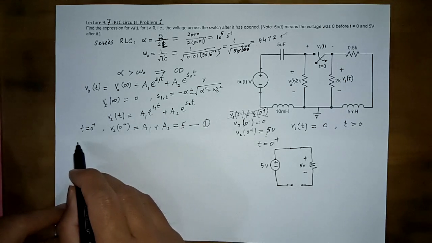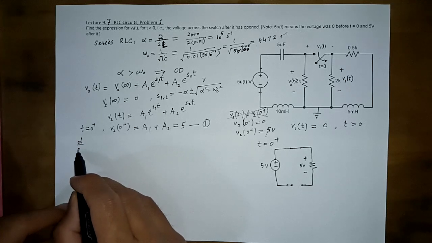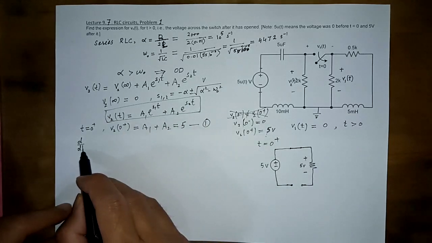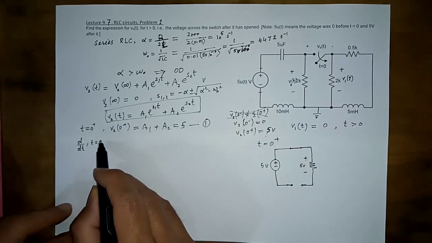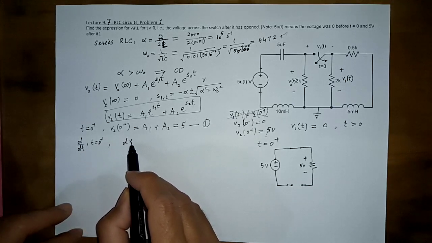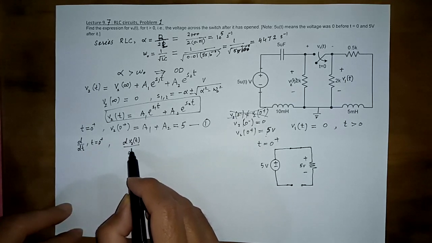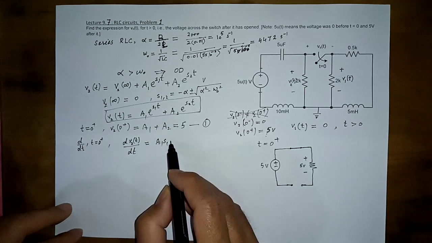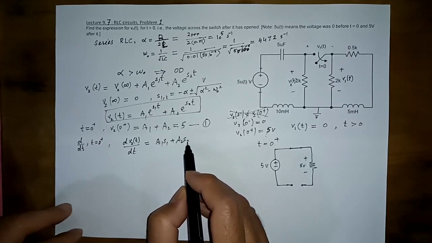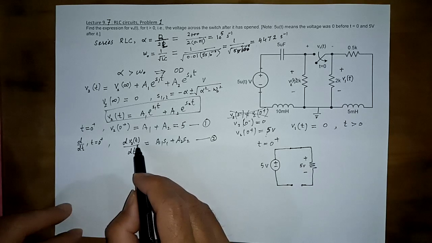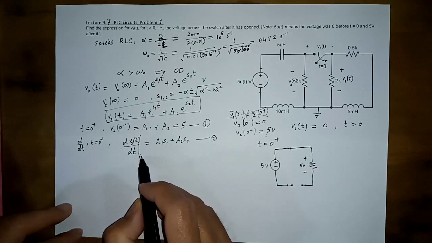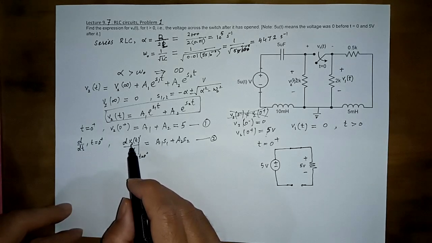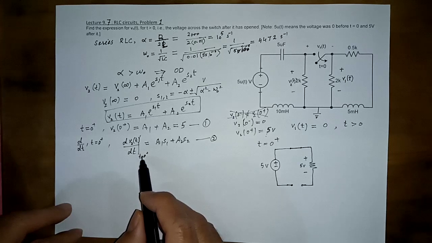The pitfall is coming. So now do this thing. Take the derivative of this equation, that is our solution. Take the derivative of it with respect to t, and then put t is equal to 0. So what do we get? dv2(t)/dt is equal to A1 s1 plus A2 s2. This is going to be our second equation if we put t is equal to 0 plus in this derivative. So we know the value of dv2/dt at t is equal to 0 plus.